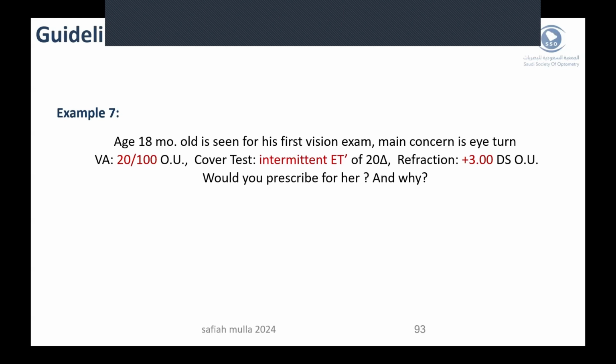Okay. I'm waiting. Because of the intermittent ET, we need to relax the accommodation. Under the plus, full correction for accommodation maintenance. Full cycloplegic correction, maximum correction.